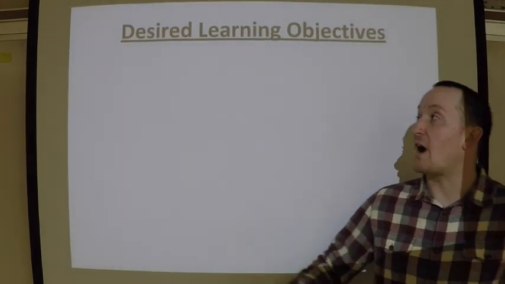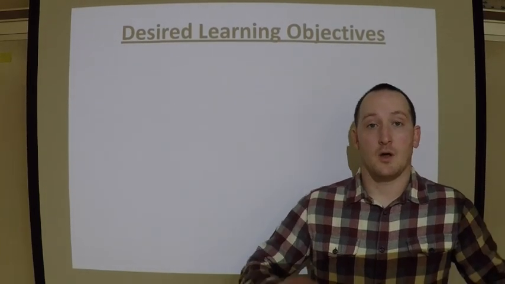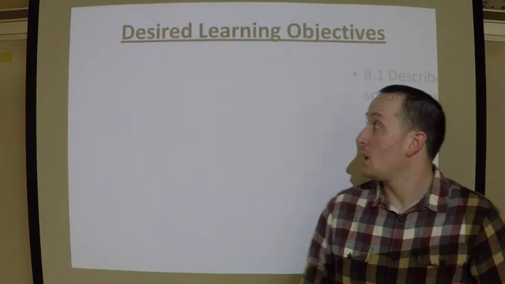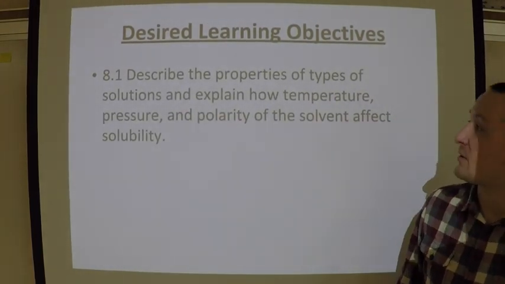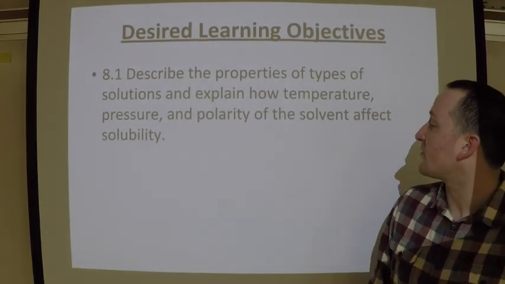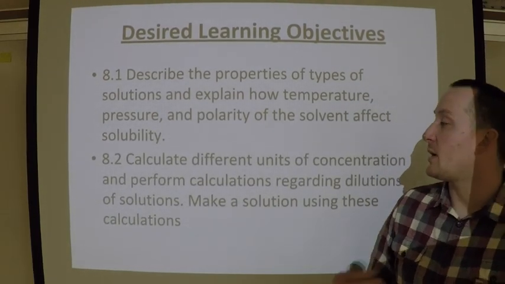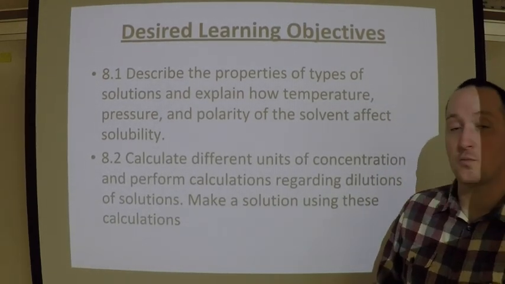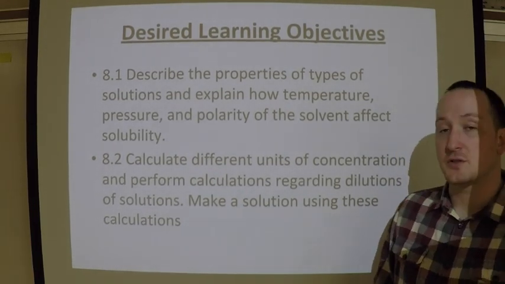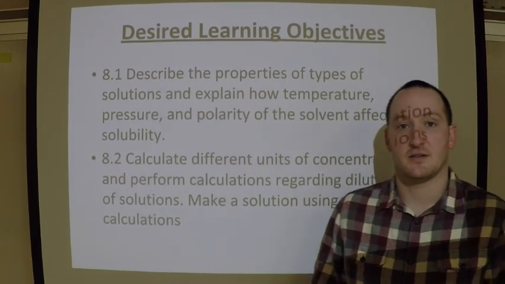So these are the desired learning objectives for this entire unit. Looking into the future, you need to describe the properties and types of solutions, and explain how temperature, pressure, and polarity of the solvent affect solubility. And then you need to be able to calculate different units of concentration, which we will cover in later lessons, and perform calculations regarding dilutions of solutions, and then make a solution using these calculations.